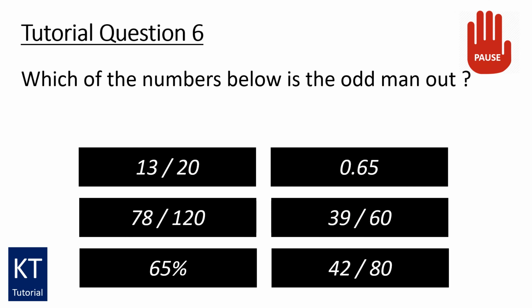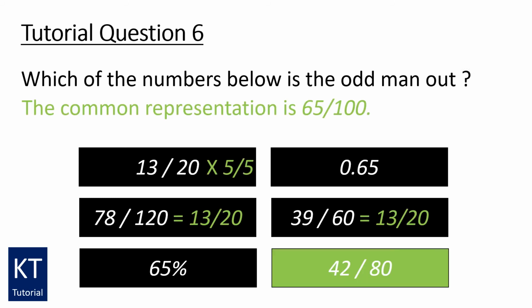Tutorial question 6. Do press the pause button now as required. Which of the numbers below is the odd man out? For this question, the common representation is 65 over 100. Therefore, the odd man out is 42 over 80.